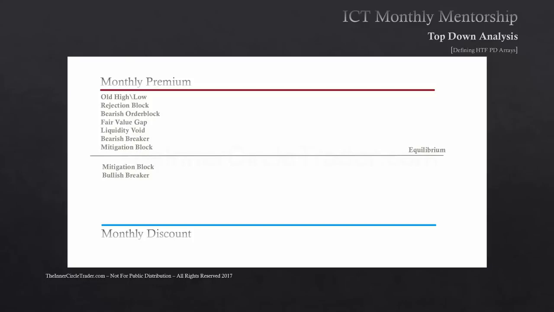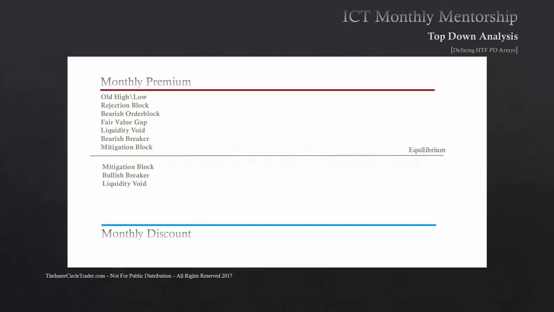Their importance is listed from equilibrium, the expected order of how they're going to be in the price action in the form of a discount. The first one you would anticipate seeing is a mitigation block bullishly, then a bullish breaker, then a liquidity void.